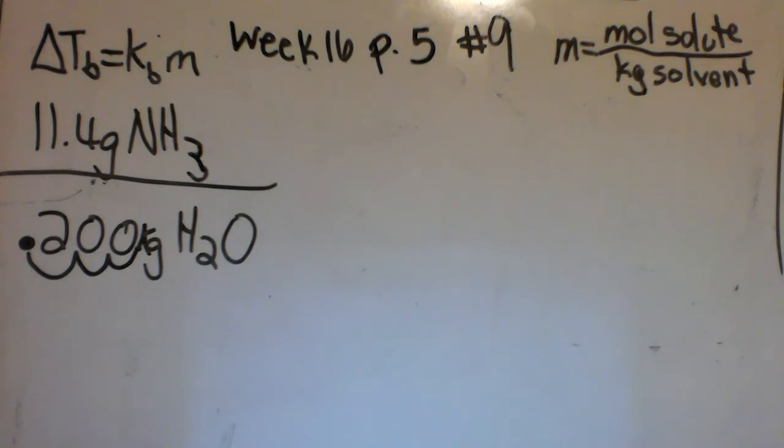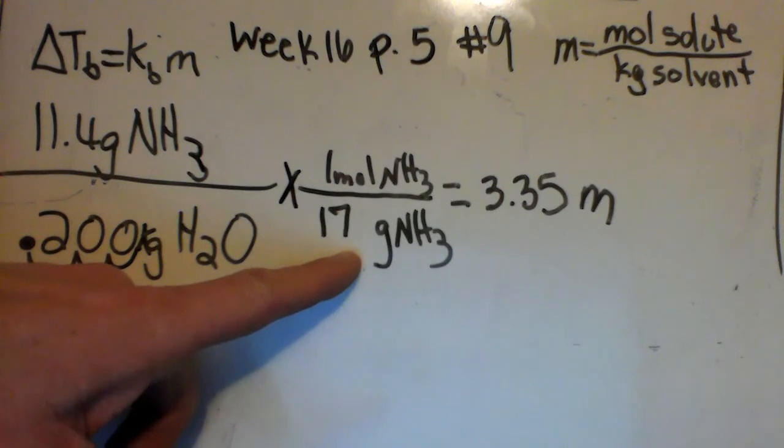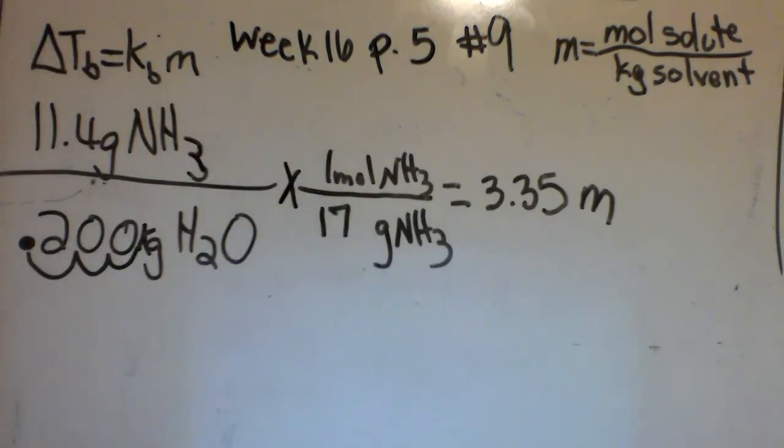Now we're going to divide by the molar mass of ammonia. So our answer comes out to 3.35 once we've changed the grams of water to kilograms, and we divide by the molar mass of ammonia so that ammonia becomes moles. Now we have to substitute numbers into the boiling point elevation equation to figure out what is the boiling point elevation when ammonia is added to water.